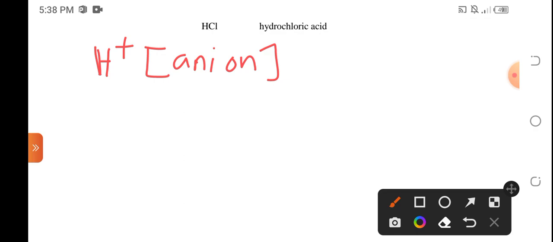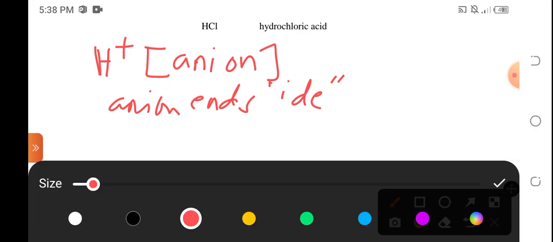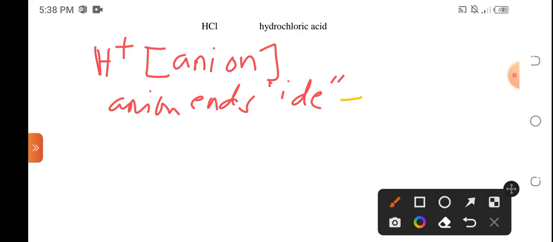If the name of the anion ends with IDE, like chloride, bromide, okay, the rule is you have to remove the IDE, you replace it with IC plus the word acid, okay? And of course, you're going to put hydro before the name.